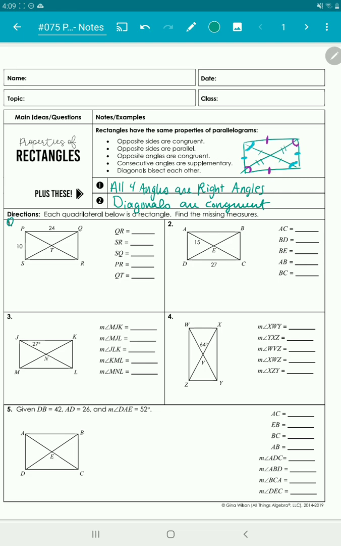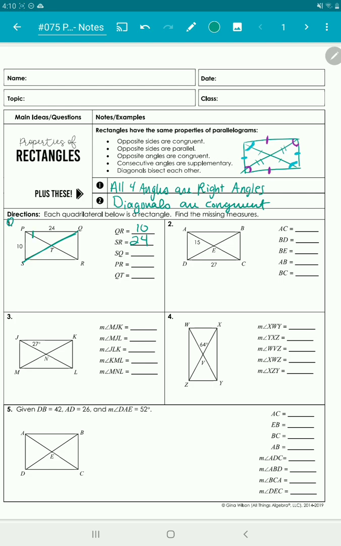So we're going to answer QR here. You can see it's going to be the same as the one across from it, so it's going to be 10. SR, if we're looking at it, is going to be the same as the one across from it. So we got 24 there. Okay, we're looking at SQ. However, it doesn't give us the length for either of the diagonals.